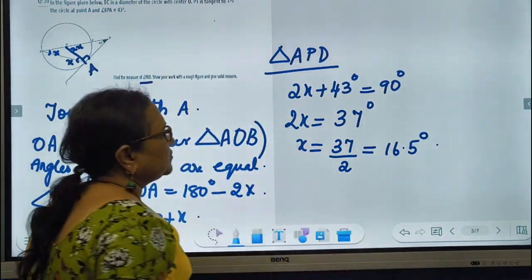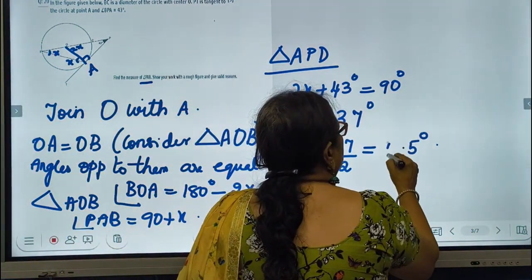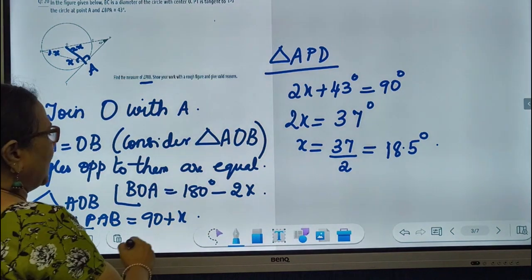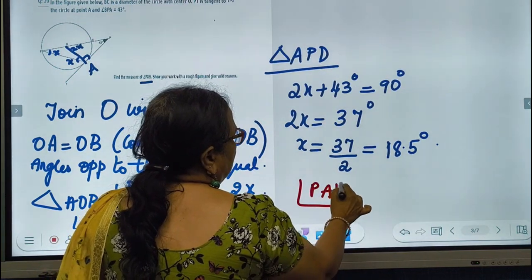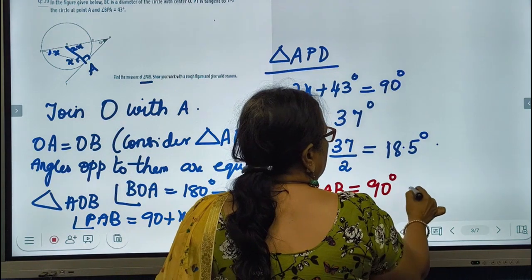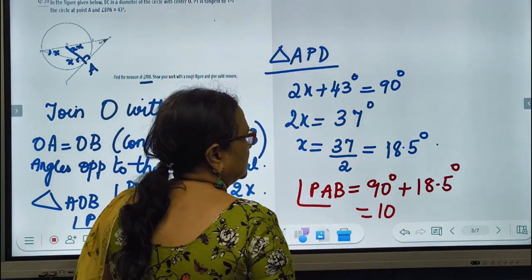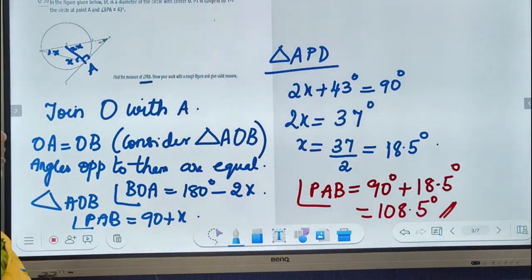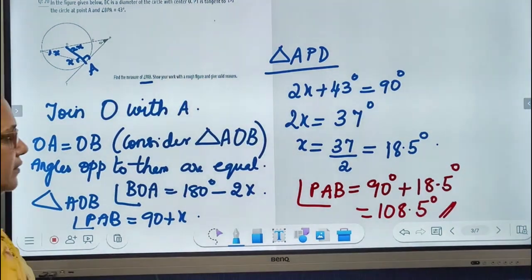X is equal to 37 degrees by 2. 16.5 degrees. Sorry, is it 18.5 degrees? Now, what is it that we need to find? Angle PAB, which is 90 plus X. Therefore, angle PAB equal to 90 degrees plus 18.5 degrees. So it totals to 108.5 degrees. Are you able to follow? Very simple, based on simple facts in geometry.